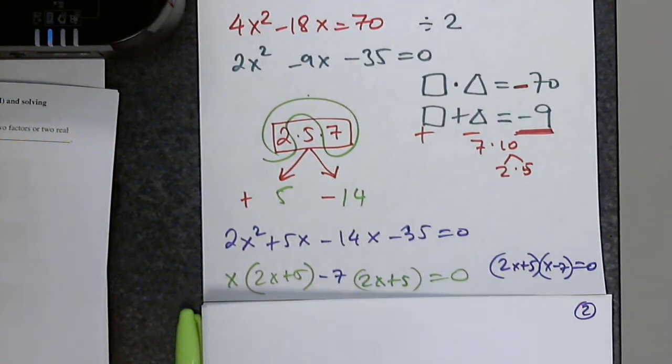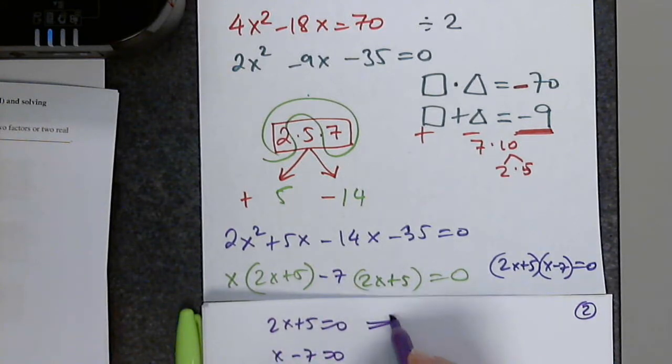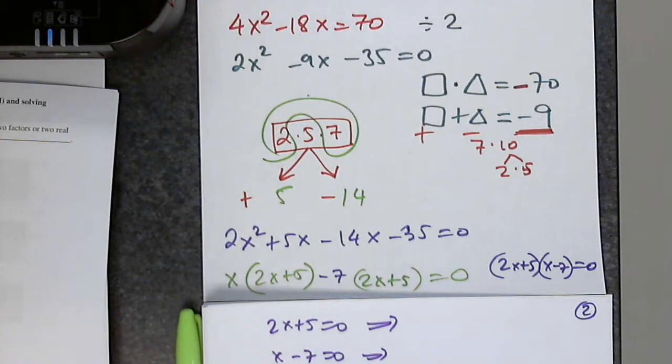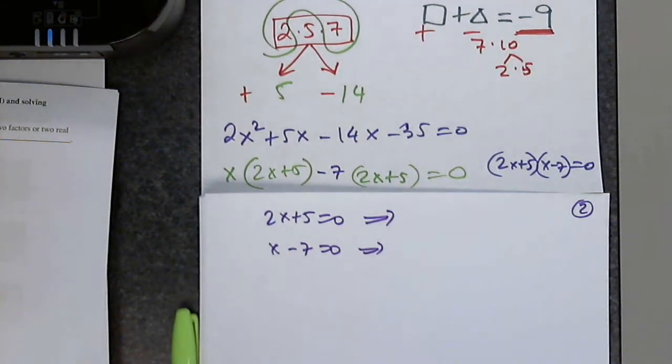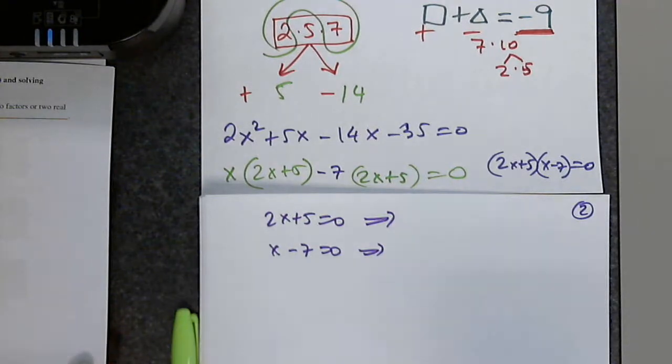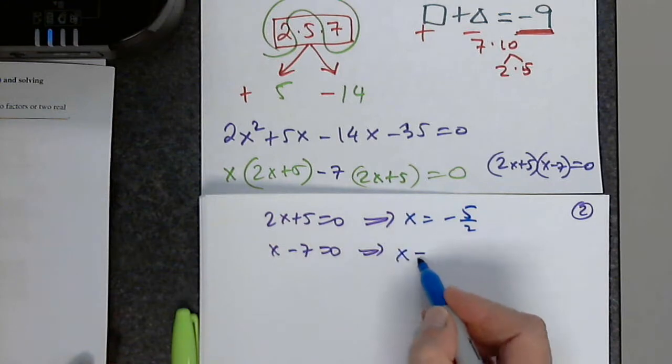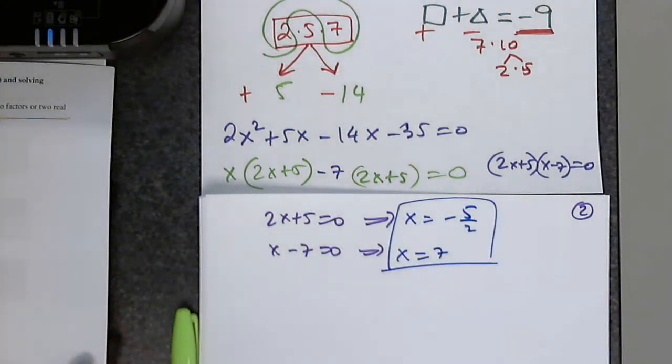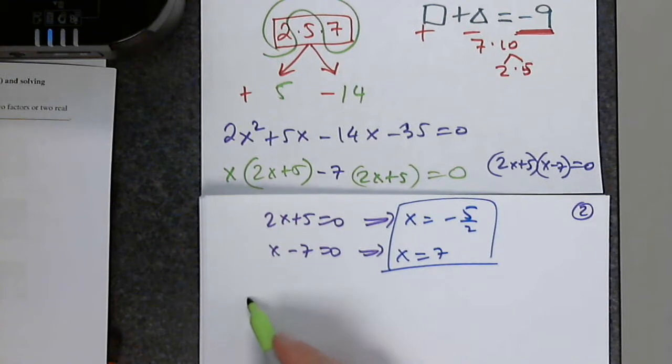So now, using the zero product principle, I have 2x plus 5 equals 0 and x minus 7 equals 0. What do I get from the first equation? What do I get from the second equation? I move 5, divided by 2, so x equals negative 5 halves. And I move 7, and I get x equals 7. Is that clear? Yes? Perfect. Moving on. Any questions before we move on to the next problem?